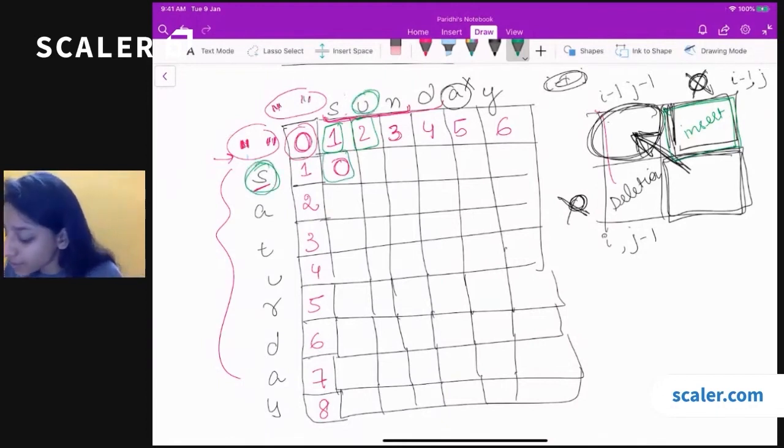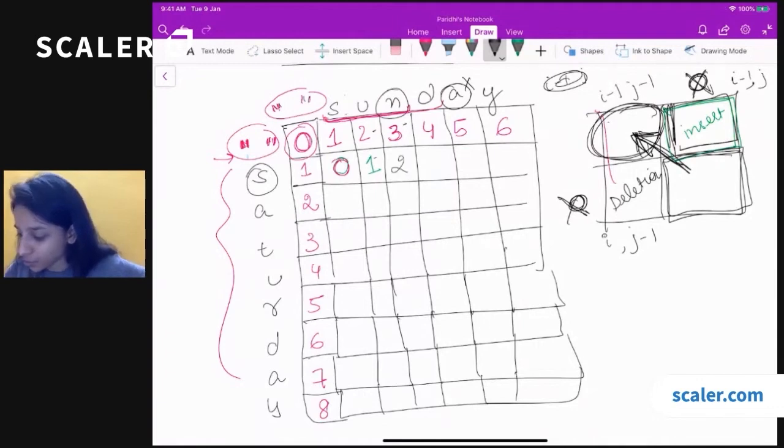Okay, so 0 is the minimum, we will take 0 and add 1 for the current operation. Now let's move on. We will be checking the next cell, so let me fill it. S and N don't match. We will take the minimum of this and this. So 1 is the minimum, this becomes 2.